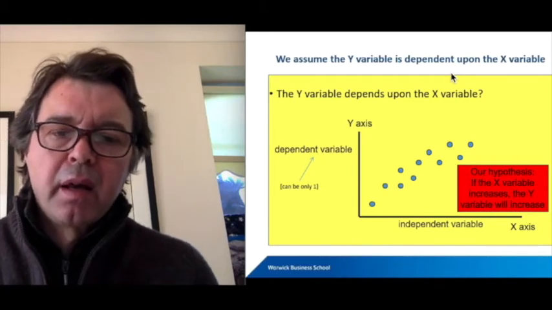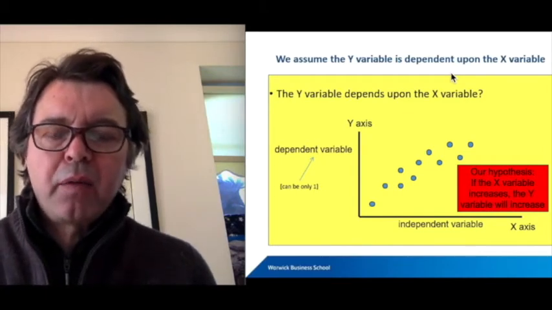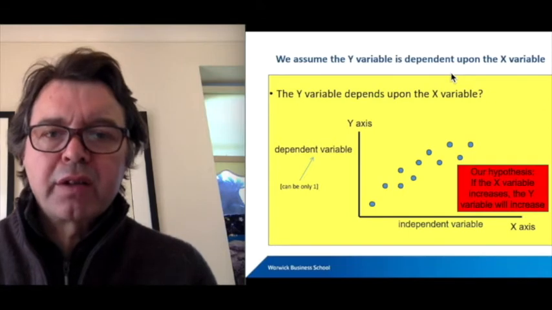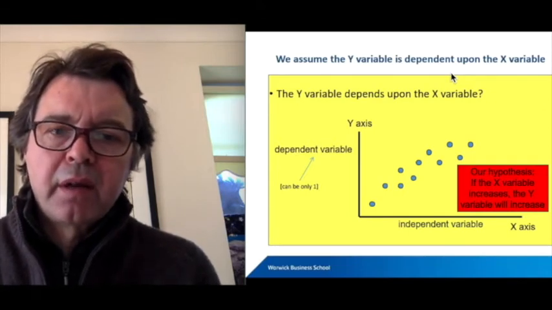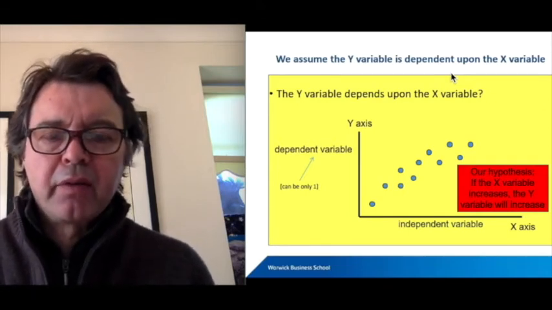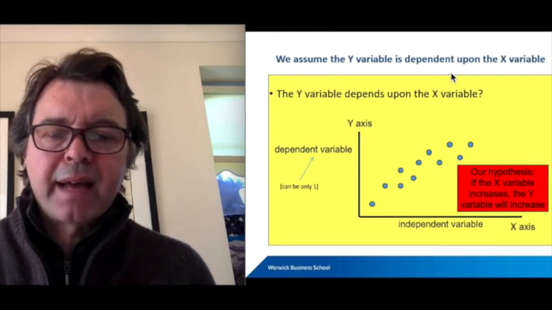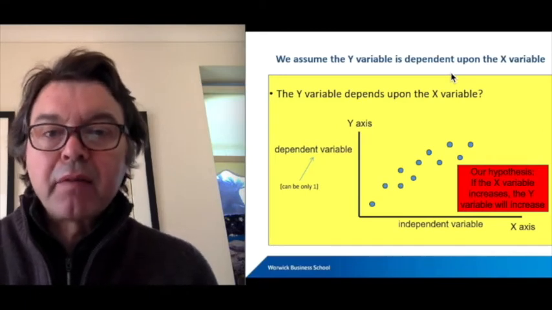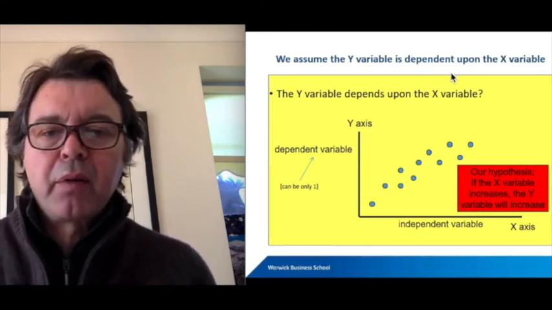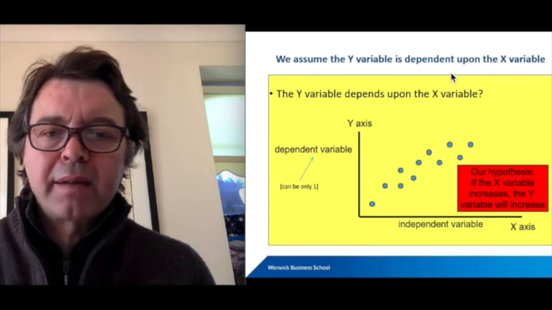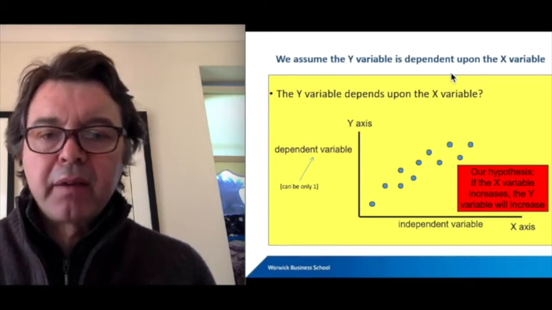Okay, so this is how we structure our scatter plots. So we talk about the variable on the x-axis as being the independent variable, and we talk about the variable on the y-axis being the dependent variable.